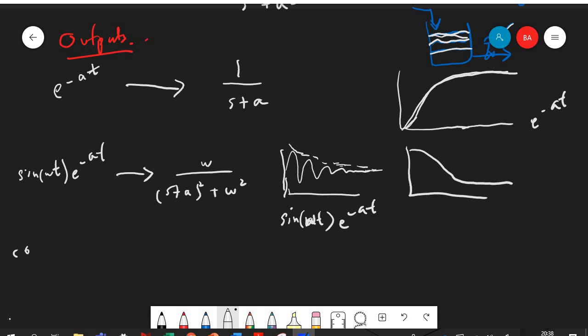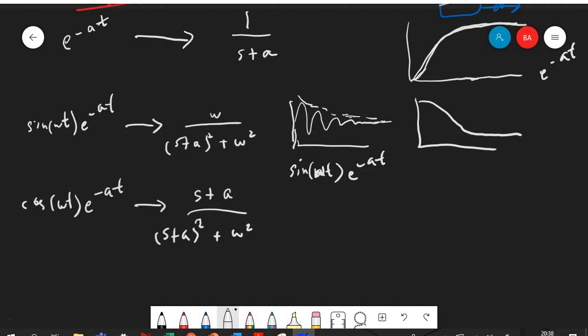And if you go to the cosine wave, which is something very similar to the sine wave, into e to the power minus at, the term in the S domain will be (S plus a) over (S plus a) the whole thing squared, plus omega squared. So these are the terms that we need to know, and that's the reason why we're studying these terms, the T domain and then the S domain, because they do represent something that we have as inputs or outputs. Of course, we have here e to the power minus at, and this is how it is represented.